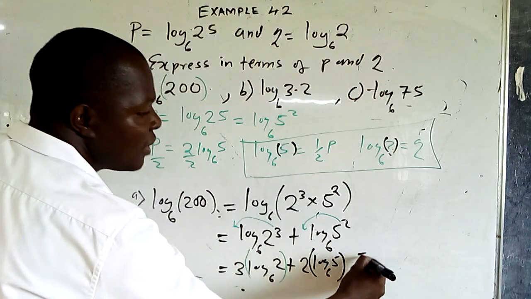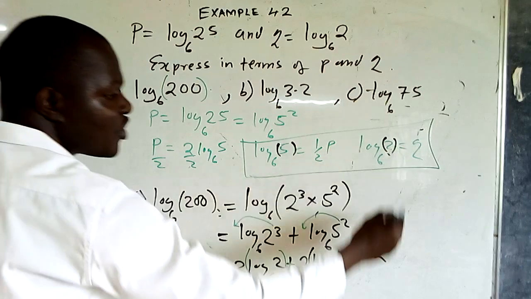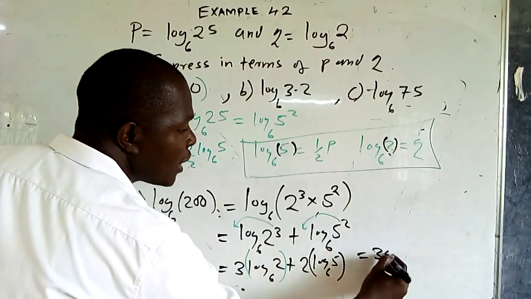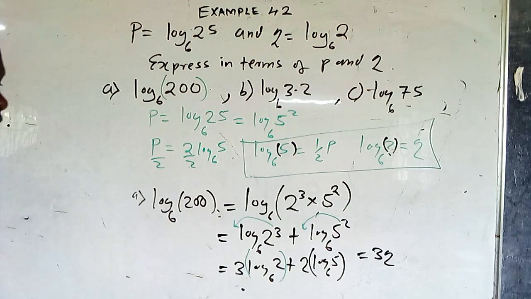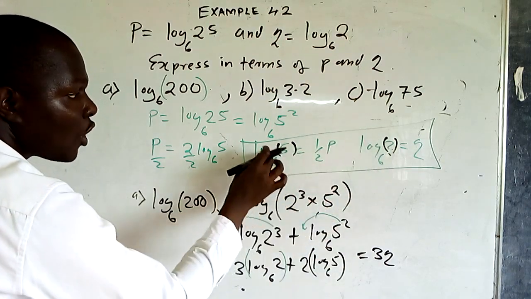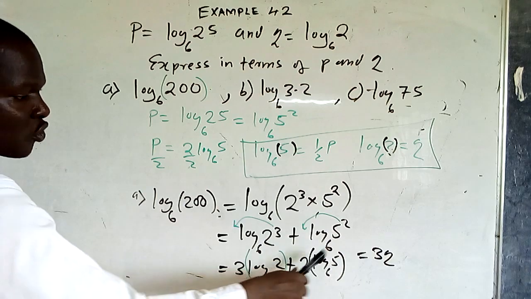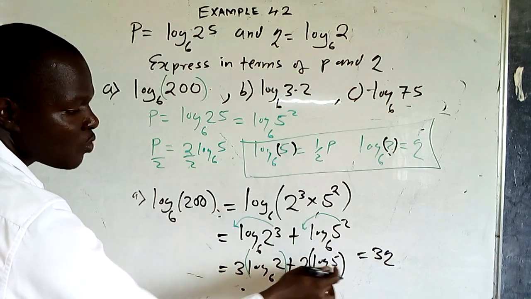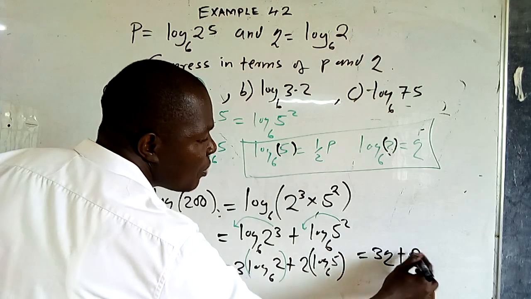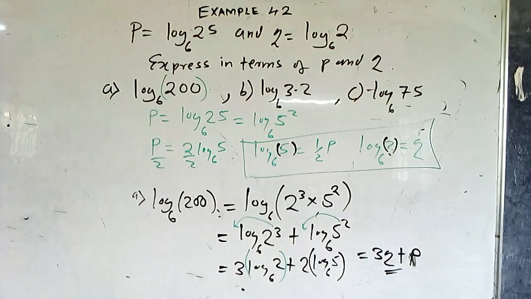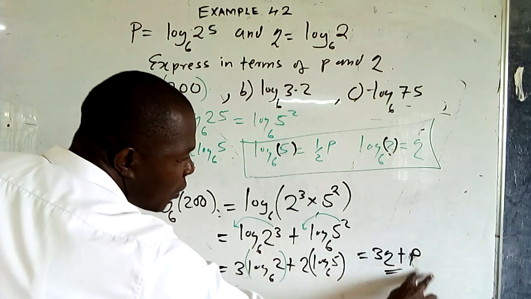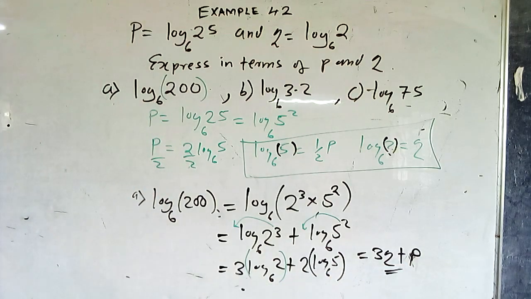So in the end we have 3 times log 2 to base 6, which is 3Q, then plus 2 times log 5 to base 6, which is 2 times a half P. The a half goes with 2, and you remain with P. You are done. Are we together? So you've expressed part A in terms of P and Q. It is 3Q plus P. Then you go to part B.